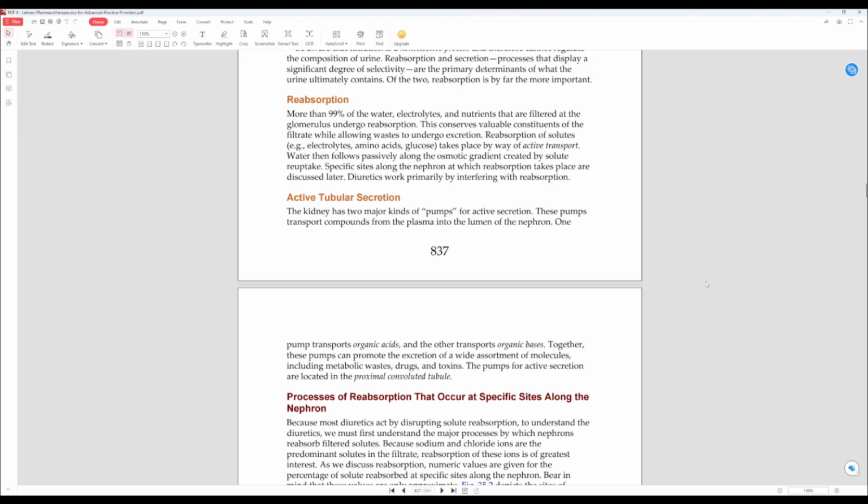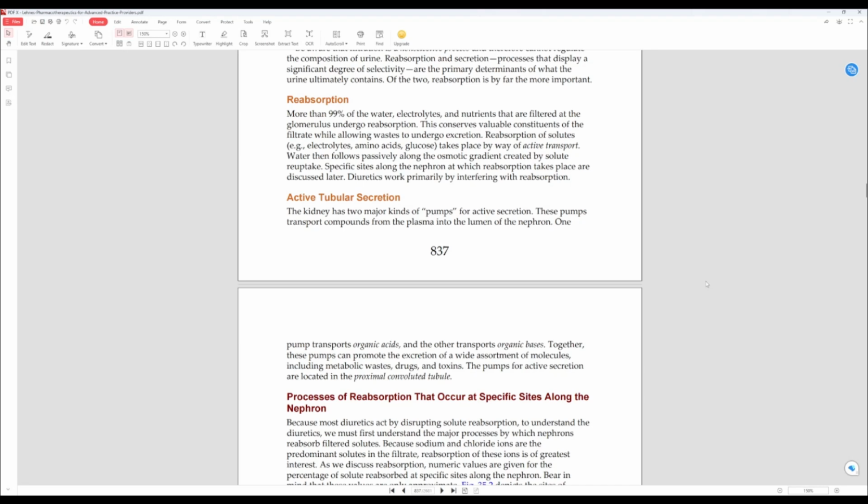Reabsorption of solutes, your electrolytes, amino acids, and glucose, takes place by way of active transport. Water then follows passively along the osmotic gradient created by solute reuptake. Specific sites along the nephron at which reabsorption takes place are discussed later. Diuretics work primarily by interfering with reabsorption.